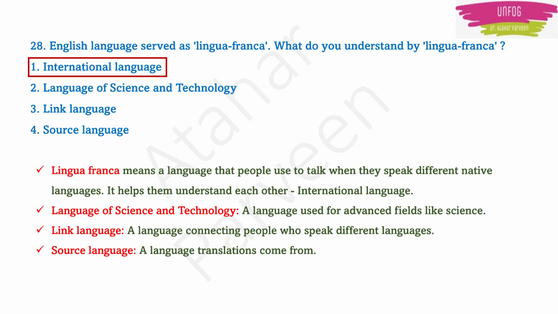Next is a link language. A link language is also connecting people who speak different languages, but then we cannot say that it is English only, okay? Because the lingua franca is English, it is for international use. Link language can be for 2 states, it can be for 3 states, it can be for South India, correct?